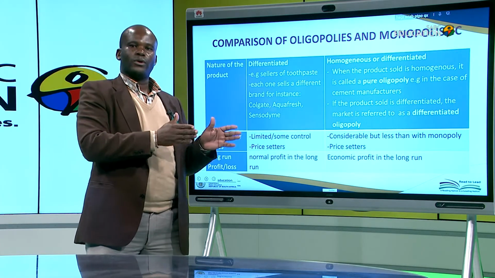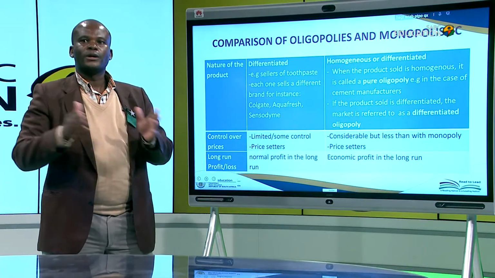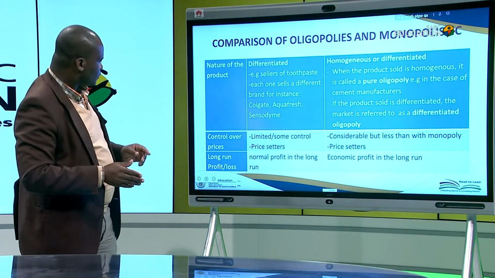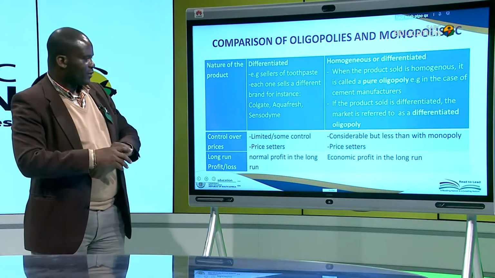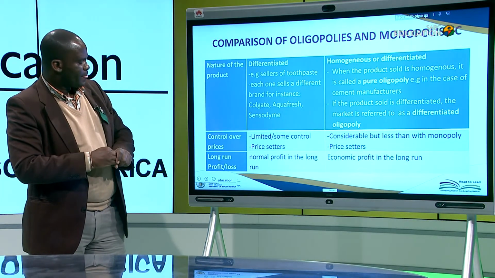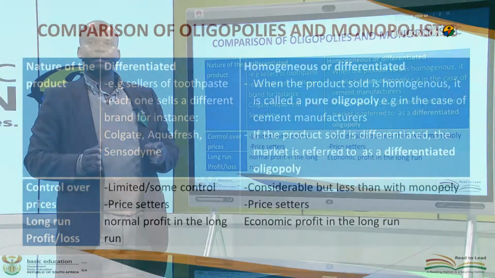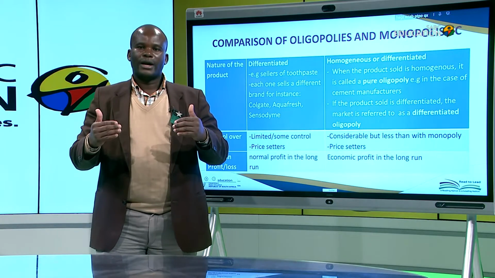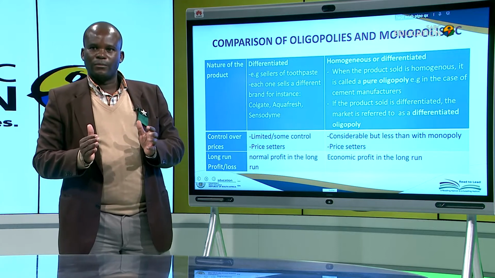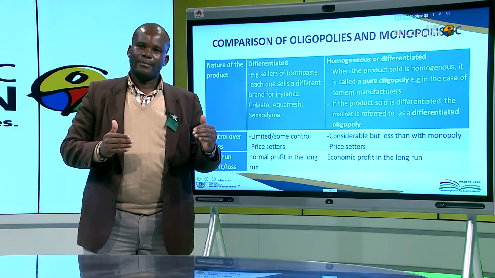Otherwise, they are going to lose customers to the competitors. Let's look at the type of profit that they make in the long run. Under monopolistic competition, they make normal profit in the long run. I'm sure in our lessons on perfect markets, we were told what we mean by normal profits. These are the minimum earnings that a business should acquire just to prevent it from exiting the market.